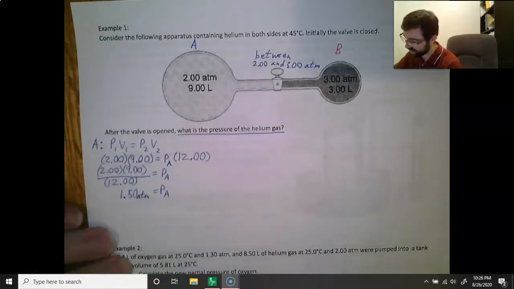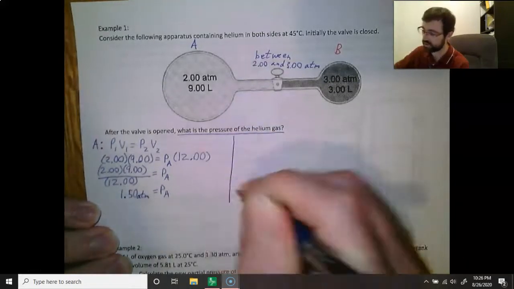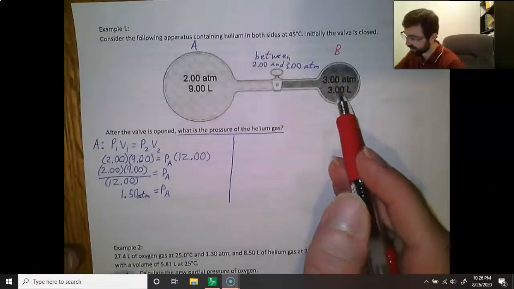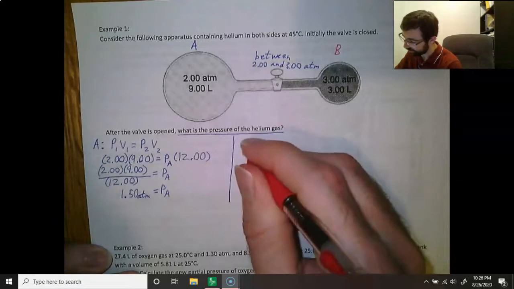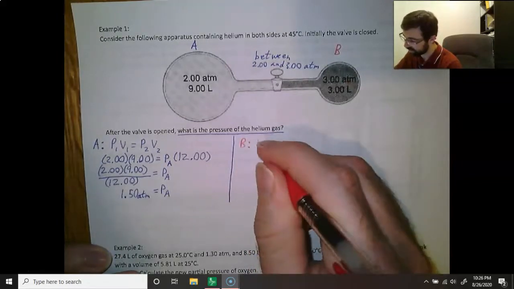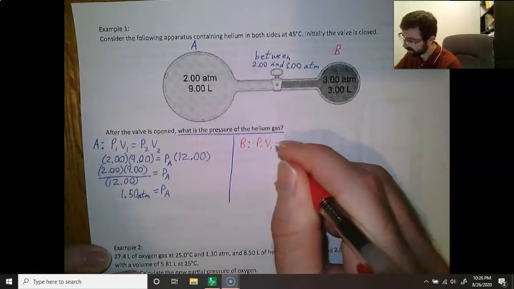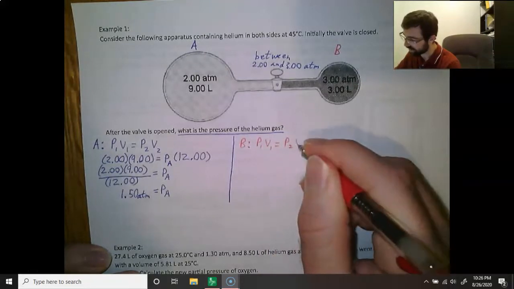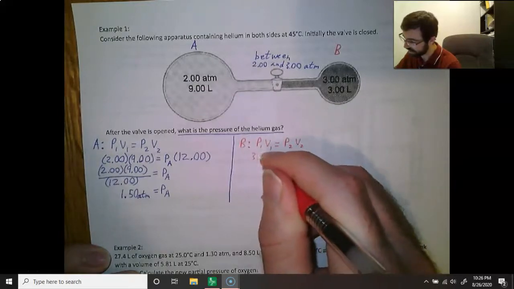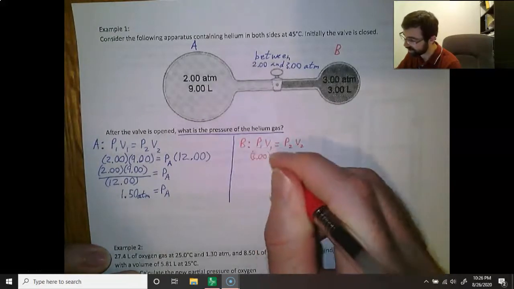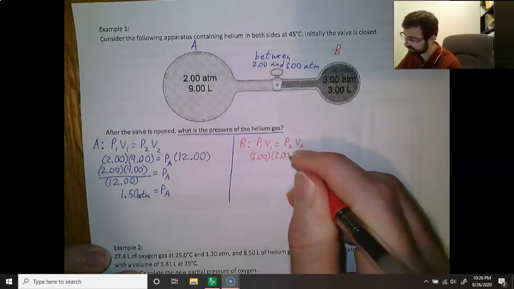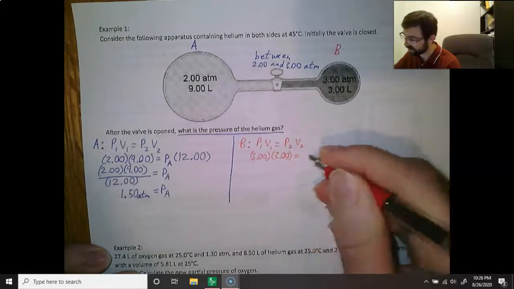All right, let's draw a line right here, and I'm going to go to the other side. I've still got to do the same thing with this gas. My first pressure, P1 times V1 equals P2 times V2. My first pressure is 3.00 atmospheres, and my first volume is 3.00 liters, equals, again, we don't know P2.